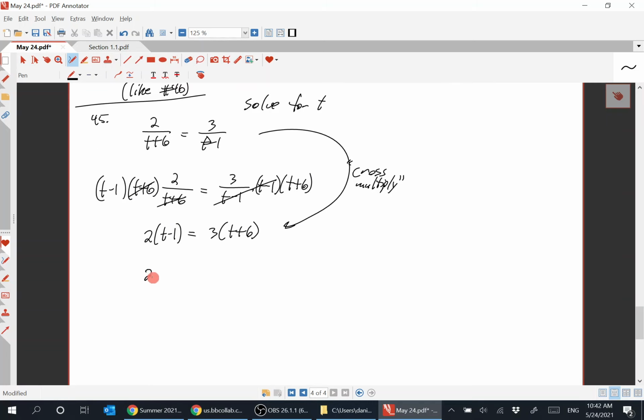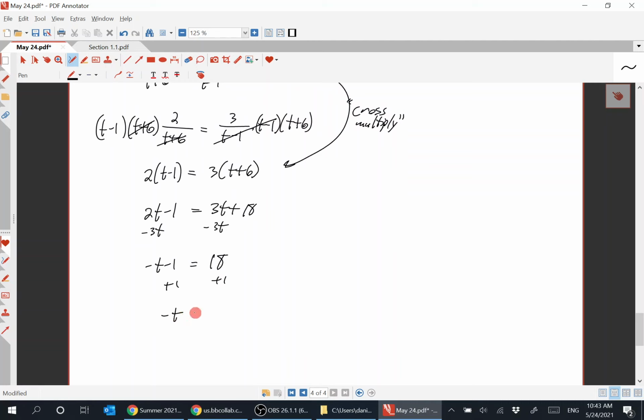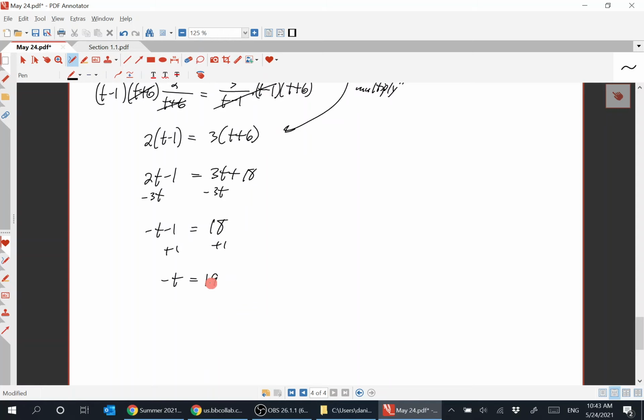So this one, multiply through by 2. This one, multiply through by 3. So subtract 3t from each side. So minus t minus 1 is 18. Add 1 to both sides. So minus t is equal to 19. And then divide by -1, or just negate both sides. So minus t is 19, so t is negative 19.